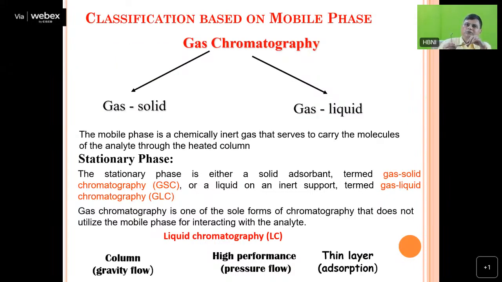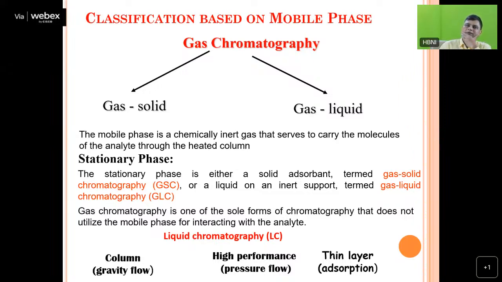So in the case of gas chromatography, we have gas solid and gas liquid. So what happens in the case of gas solid? The mobile phase is a chemically inert gas that serves to carry the molecules of the analyte through the heated column. And what is the stationary phase? The stationary phase is either a solid adsorbent, termed gas solid chromatography, or a liquid on an inert support, termed gas liquid chromatography.